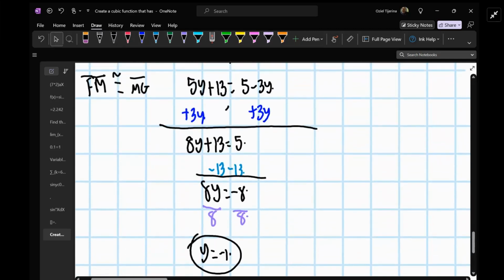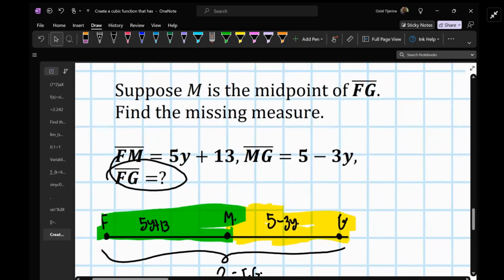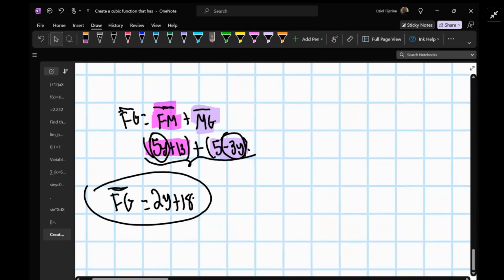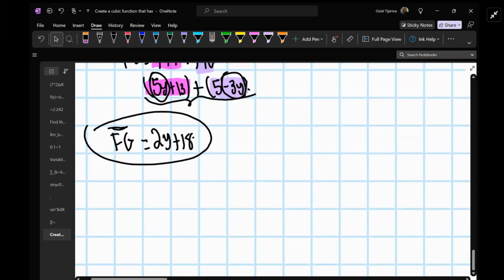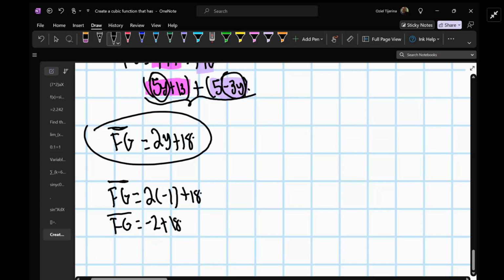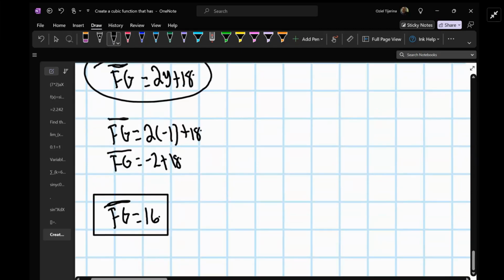However, they want a measurement. They want a missing measure. This could be the answer, but since we found y, we can plug it in. So line segment FG will be equal to 2 times negative 1 plus 18, which is going to be negative 2 plus 18. So line segment FG finally is going to be 16. And that is how we find the length of this line segment.